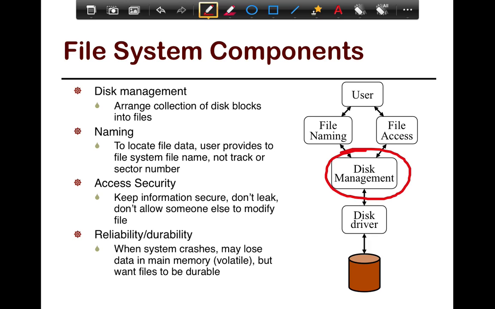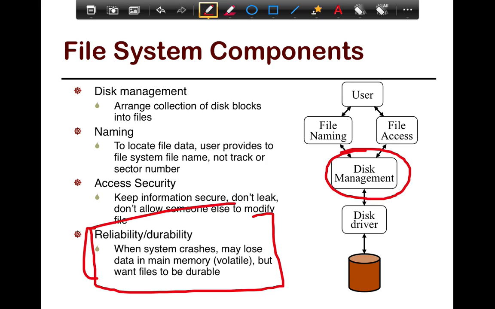Then there's access security, which we looked at a little while ago, where you have users accessing the same file and you need permissions on them. And finally, in the next segment, we'll be looking at reliability and durability. Reliability and durability refer to what happens when the system crashes. What are we guaranteed?